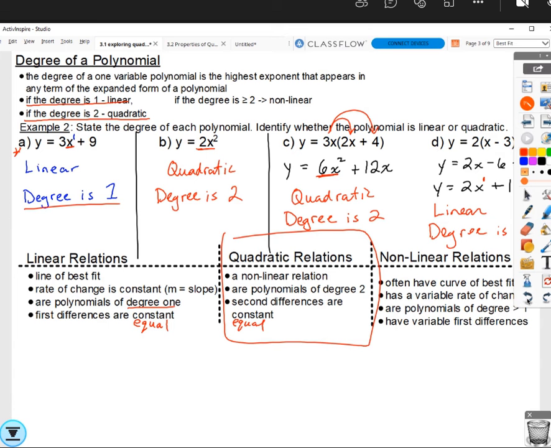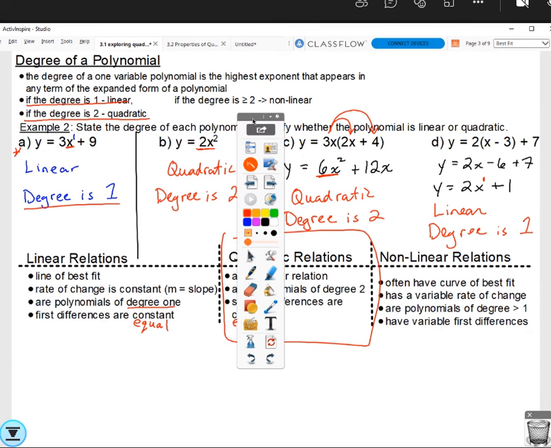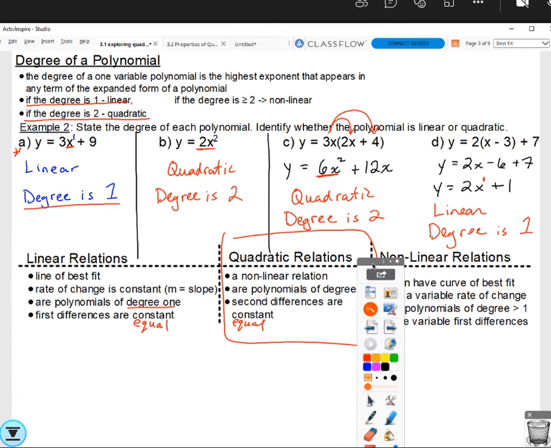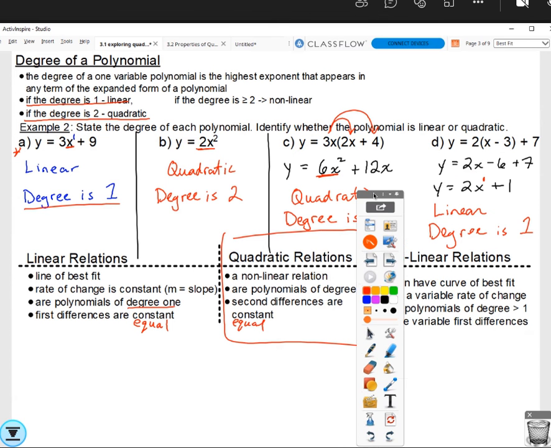Part C didn't look quadratic until you distribute that 3x into the brackets. Notice how we have 6x squared. That's the highest exponent, the squared. So again, this thing is, in fact, quadratic. And lastly, over here, we distributed this 2 into that. And we notice, again, it was in y equals mx plus b form. x has a degree of 1, and it was linear.